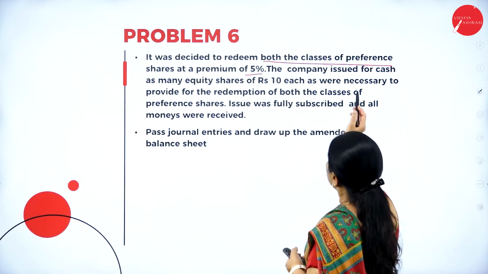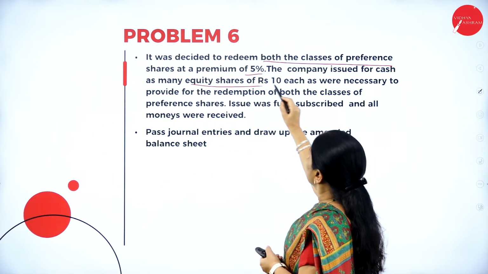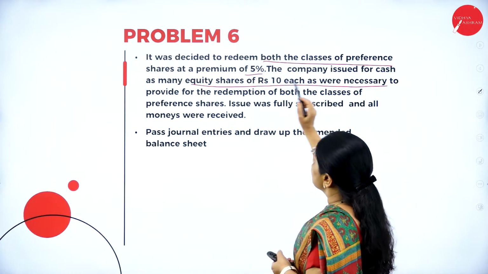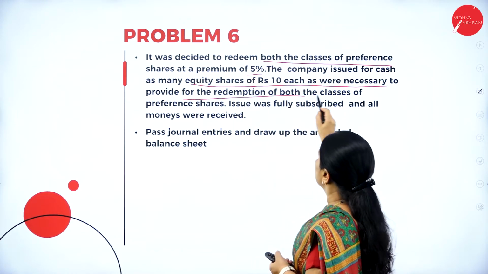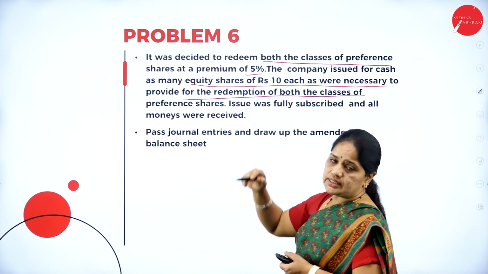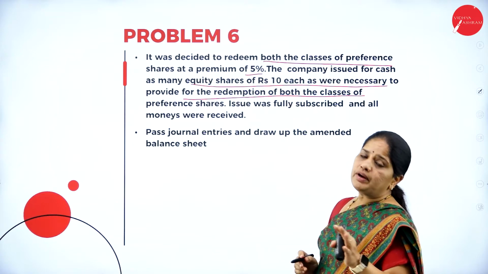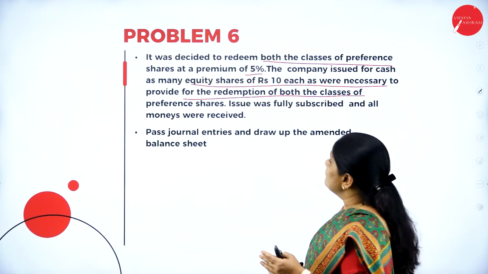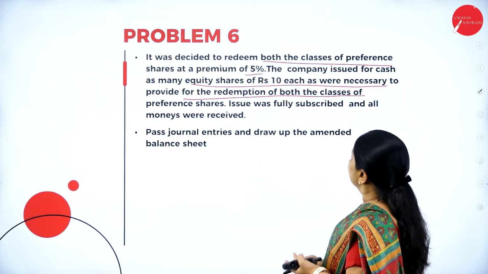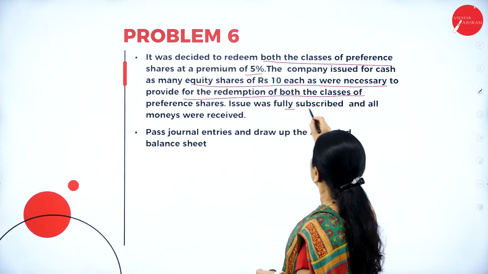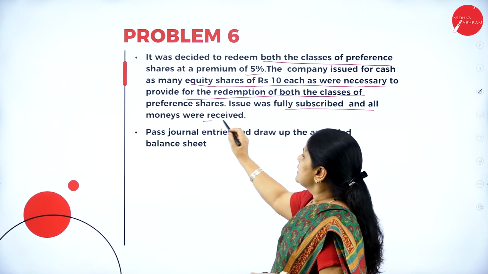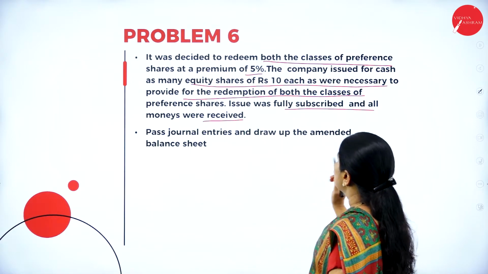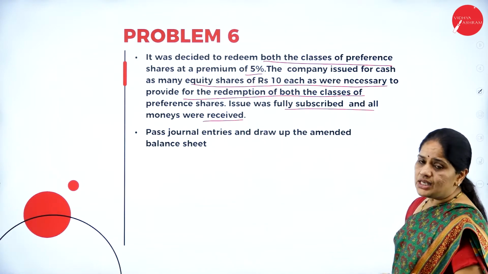Then, the company issued for cash as many equity shares of rupees 10 each as when necessary to provide for the redemption of both the classes of preference shares. So they have not given us the number of equity shares to be issued. So we have to calculate and then we have to go in for redemption. The issue was fully subscribed and all monies were received. Pass journal entries and draw up the amended balance sheet.